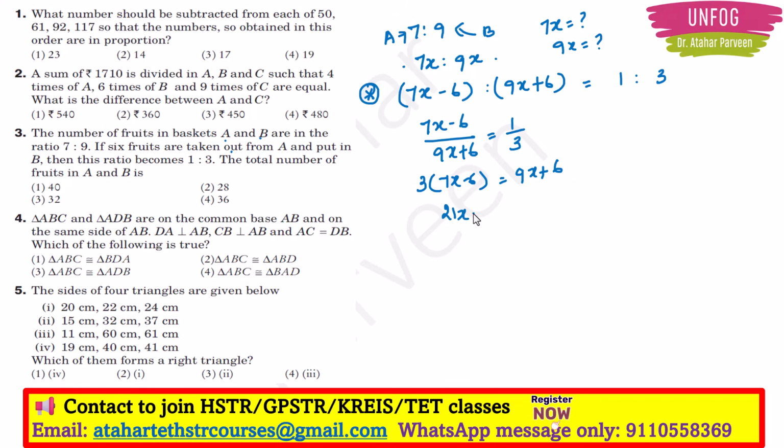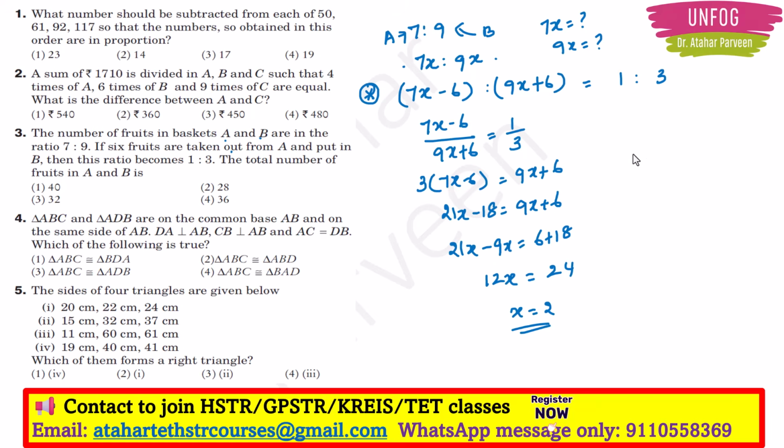So 21x minus 18 is equal to 9x plus 6. Do simple mathematics again here. You will get the correct answer if your equation is correct. Okay. So here you will get 12x. This is equal to 24. So x will be equal to 2. We got x, but this is not the final answer.